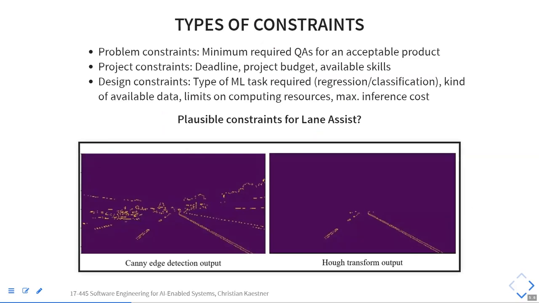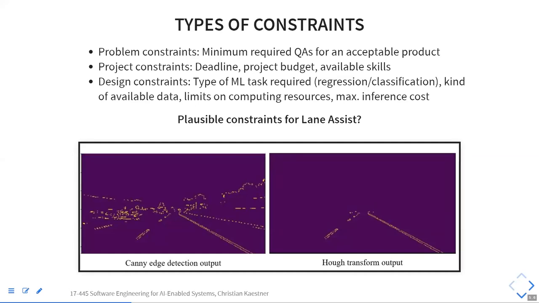So I kind of already talked about this, but we have different kinds of constraints, right? We have problem constraints, so there's a certain minimal quality that we need to deliver. There are project constraints: the project needs to stay in a certain budget, or we have a certain number of people who can do something like this. And then design constraints: how might the solution look?